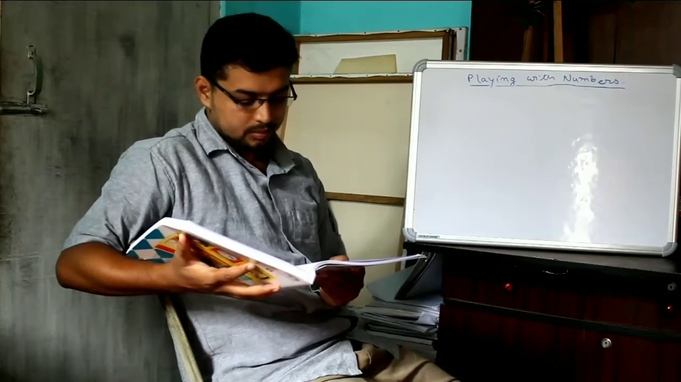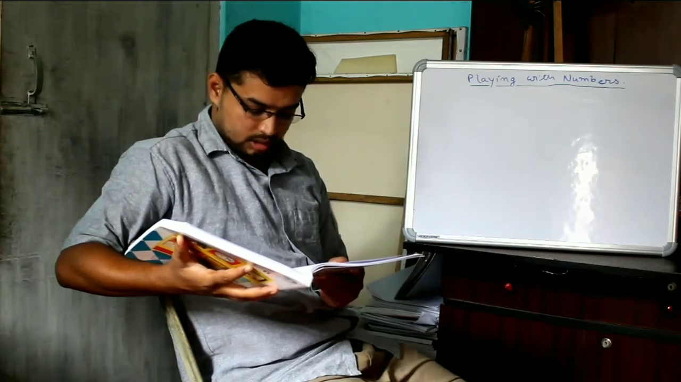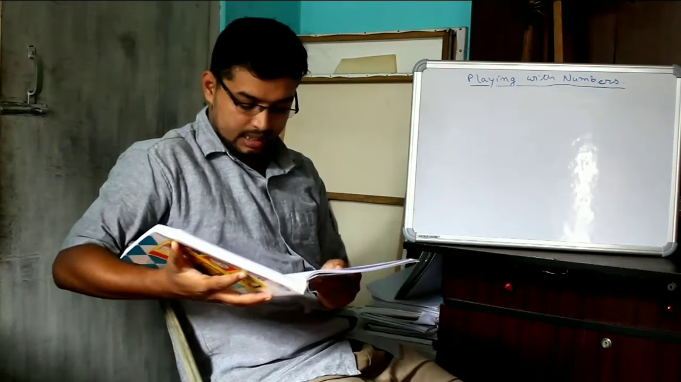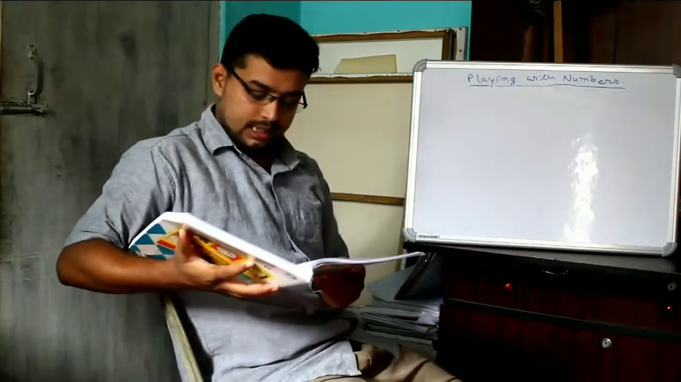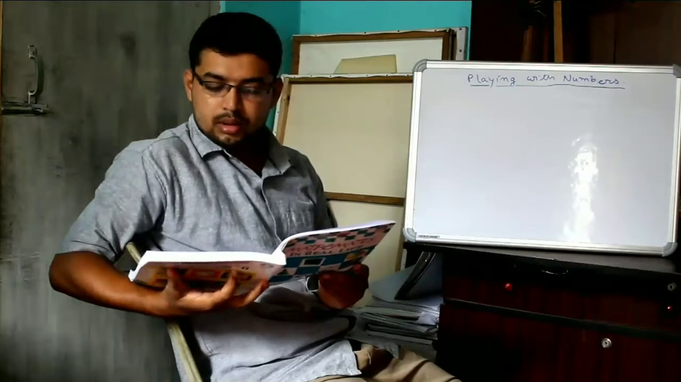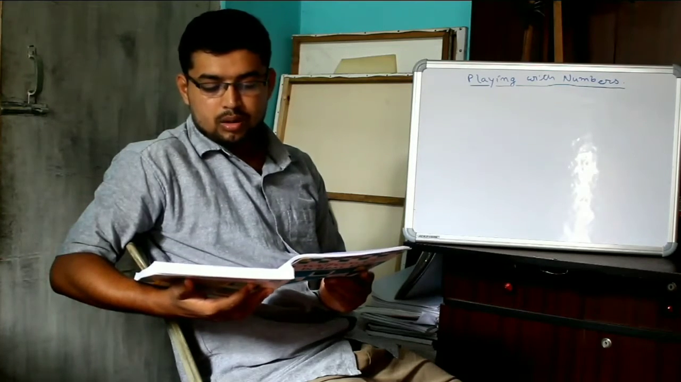We write 18 equal to 3 into 6, and say 18 has been factorized. This is one of the factorizations of 18. In both cases, 2 into 3 into 3 is the factorization, and 2 and 3 are prime numbers. Such factorization of numbers is called prime factorization.